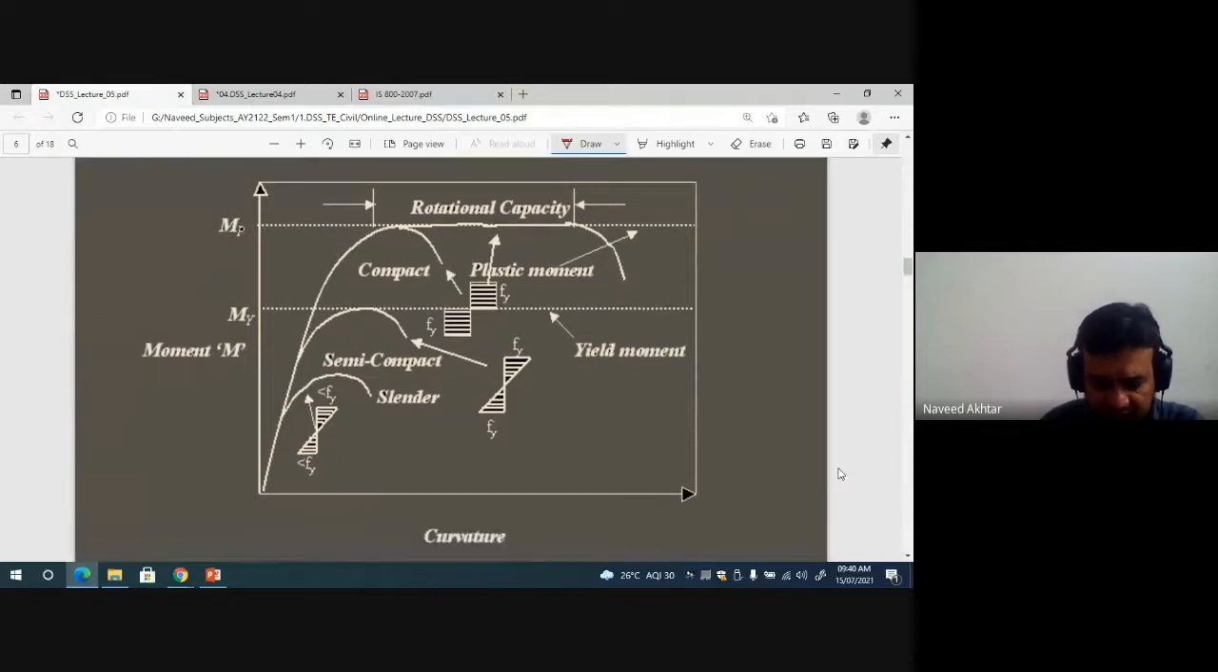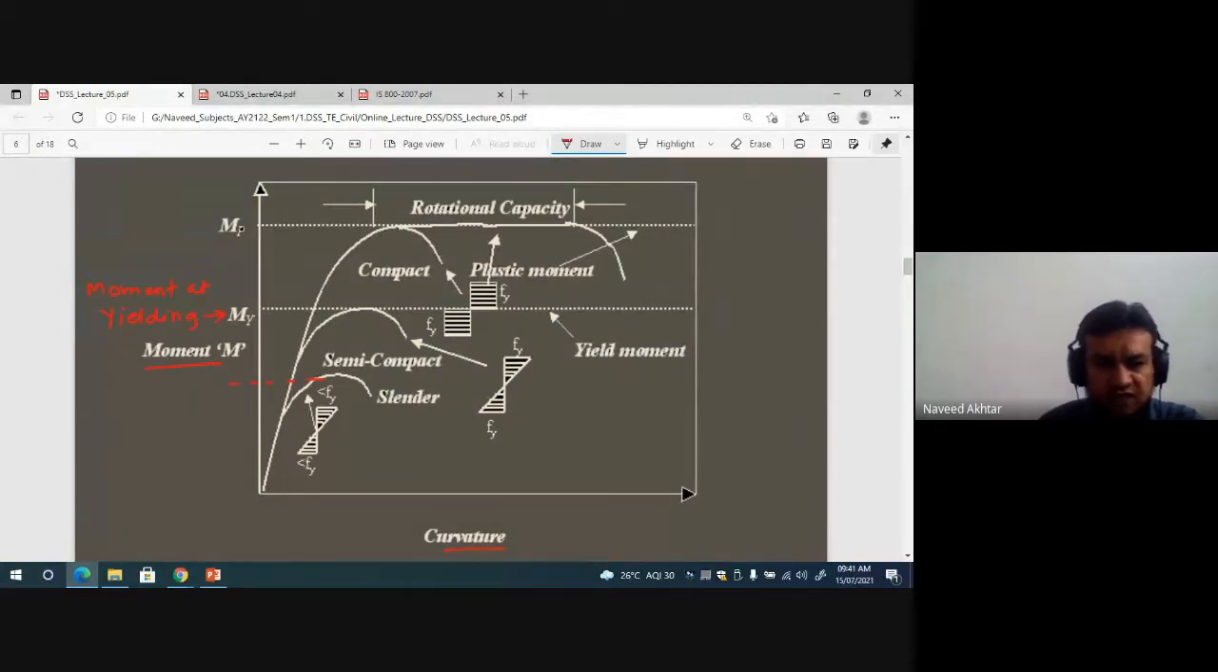So this is the moment curvature graph. It has moment on the y-axis and curvature on the x-axis. You can see here the case when the section fails much before the yielding moment. My is the yield moment, that is, the moment at yielding. That is written here as My.